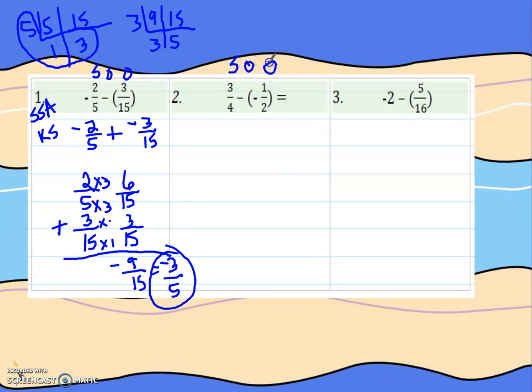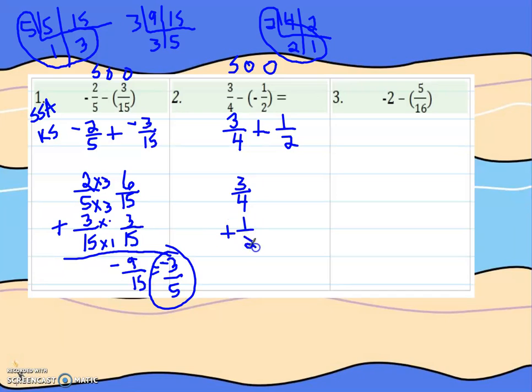All right, let's take a look at number 2. Same, opposite, opposite. We have 3/4 plus positive 1/2. We have to get a common denominator, so we put 4 and 2 in a ladder. We go by 2, go in there 2 times, 1 times. 2 times 2 is 4, 4 times 1 is 4. So 3/4 plus 1/2.